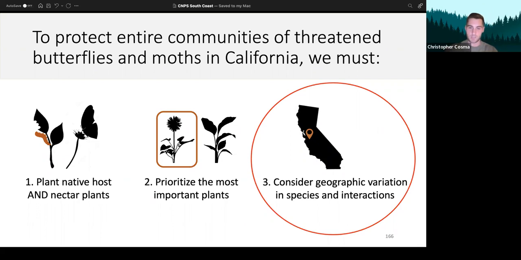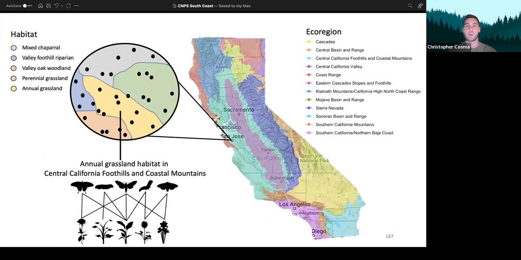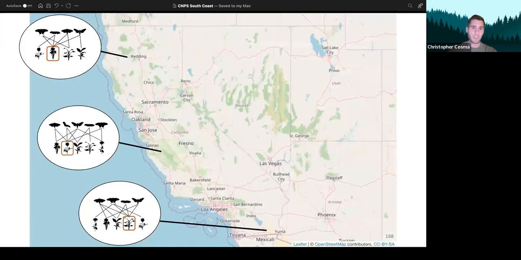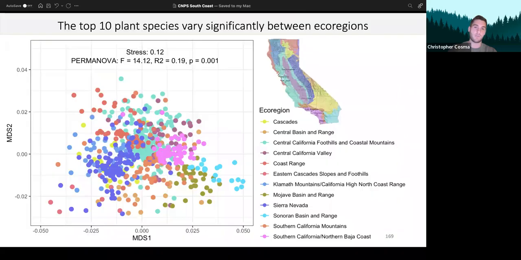All right, so coming back to my last point here, the importance of considering geographic variation in species and interactions. And so I already kind of went through how I use our California ecoregions and habitat types and our species occurrence data to find those local interaction networks composed only of species and interactions right from your immediate location and habitat type. And again, that provides these localized networks wherever you are in California.